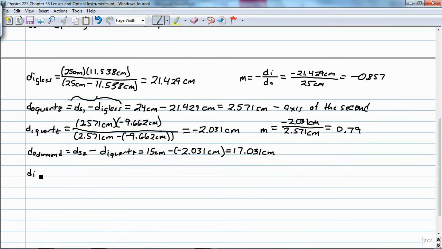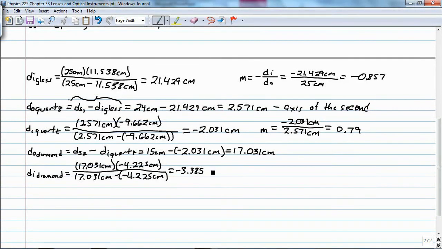And then our image for the diamond is equal to 17.031 centimeters times our focal length of minus 4.225 centimeters divided by 17.031 centimeters minus a negative 4.225 centimeters, and that gives us a distance of negative 3.385 centimeters.